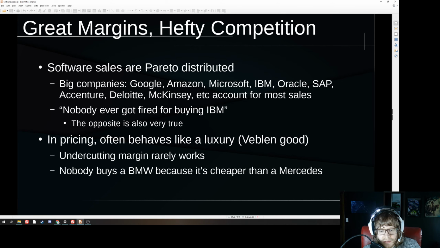In pricing, software behaves very strangely. It often behaves like a luxury, like a Veblen good. We'll look at a chart about Veblen goods on the next slide, but let me talk about what Veblen goods are first, because you've probably heard of quite a few.